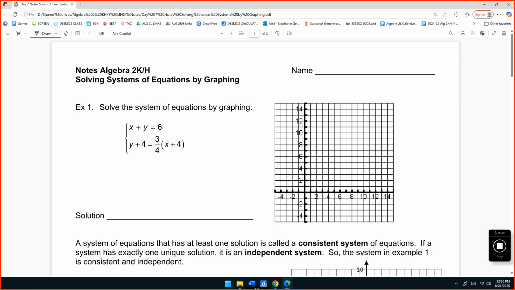All right, starting with blue. Okay, so about 60% of this stuff is review from Algebra 1. 40% of the stuff is kind of new. We're adding some things in here, okay? But we're going back to systems.